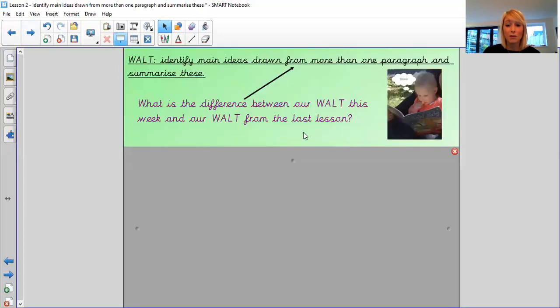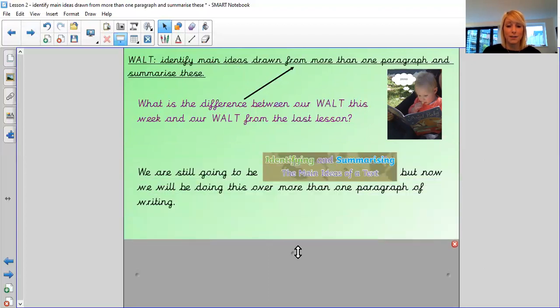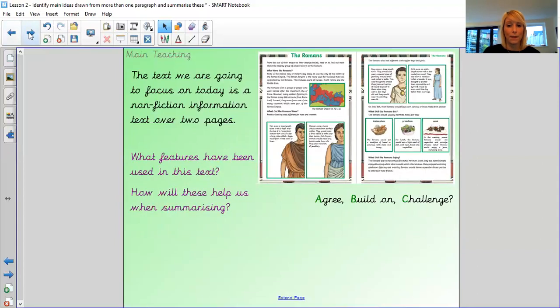Today we're going to be looking at a longer text and trying to summarise what we can learn from a longer text, again about the Romans, okay? So to help us with our summary, we have to find the main ideas and then shorten the information, okay? And we'll look at how we do that now. So we're still going to be identifying and summarising, but now we're going to do this over more than one paragraph of writing.